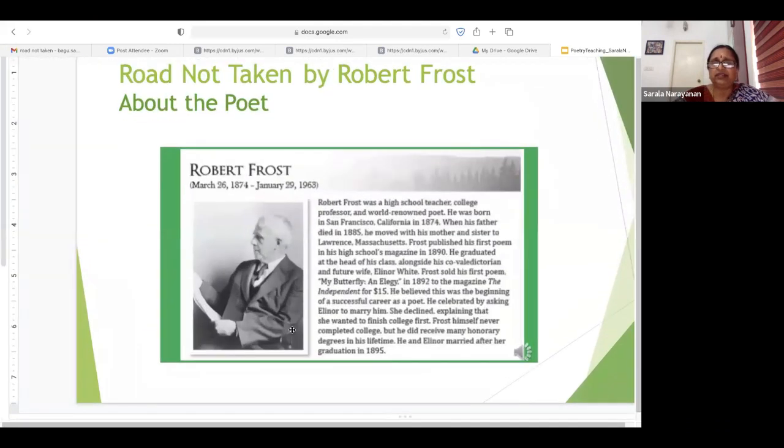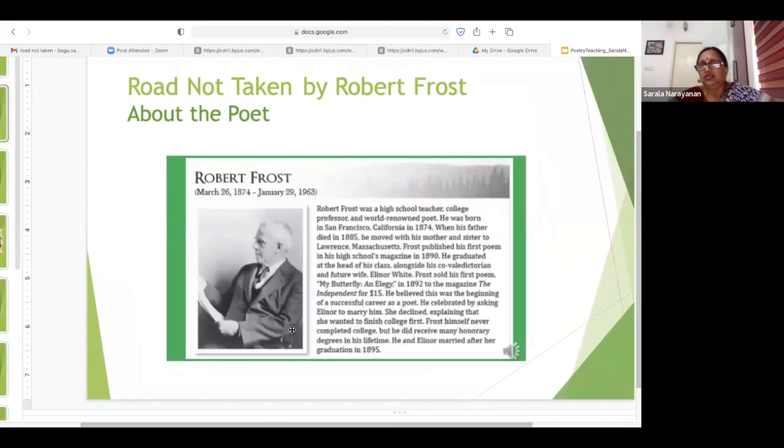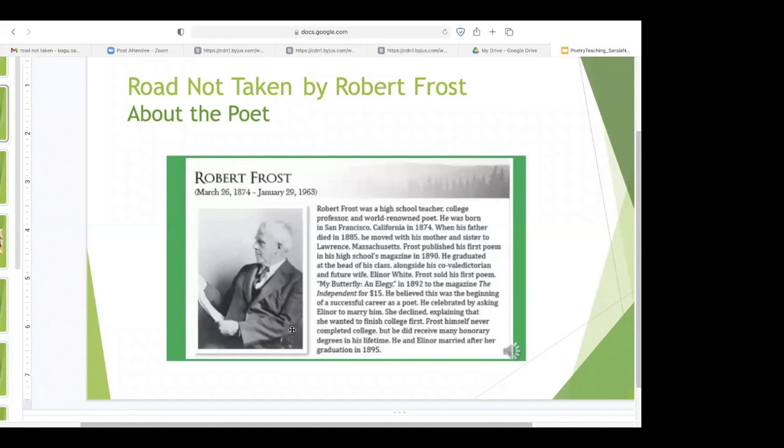How we can relate this to the poem. I've just given a brief introduction about Robert Frost. He was a high school teacher, college professor, and well-renowned poet. Of course, he was born in California. But what happened, his father was a journalist. So he had come to California thinking that he could do well, but he had a sudden death. So the mother took the children and went back to England. Actually, they are English by birth.